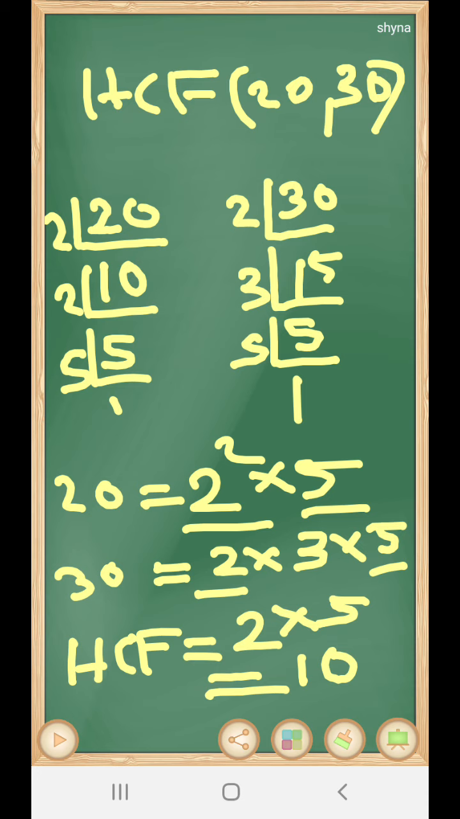I'll tell the method again. First do the prime factorization and write both in ascending order using the powers. Next, HCF is the product of the common factors with the smallest power. 2 squared and 2 are there, but you have to consider the common factor with the smallest power, which is 2. There is only one 5, with power 1, so same 5. 2 into 5 equals 10.